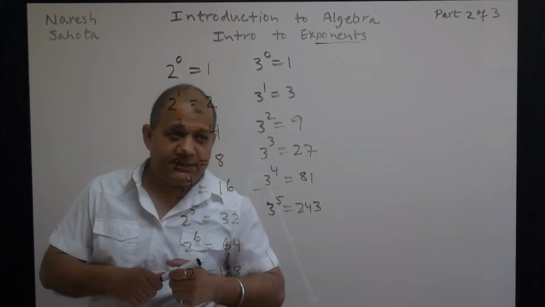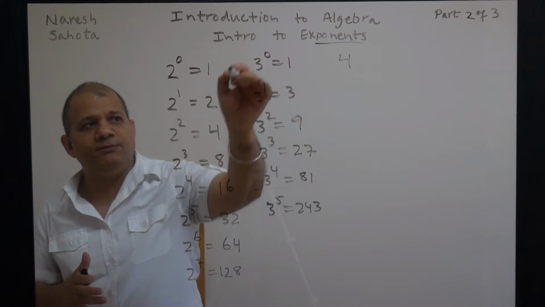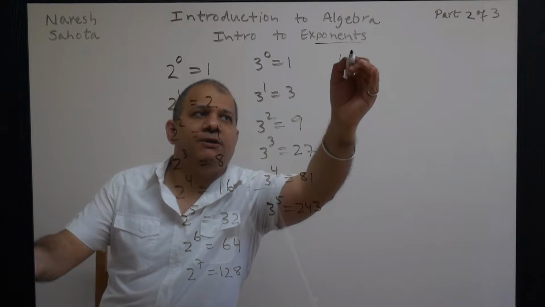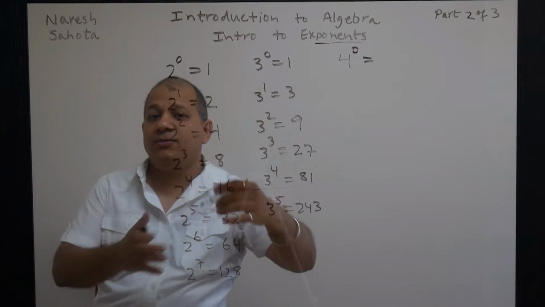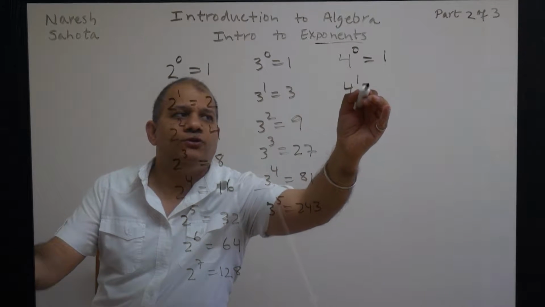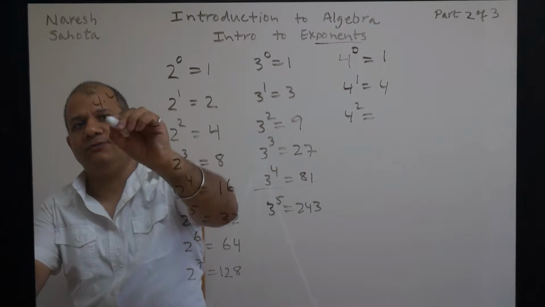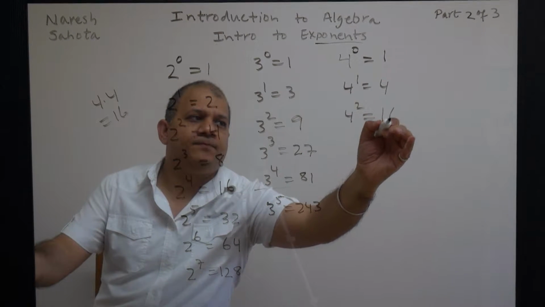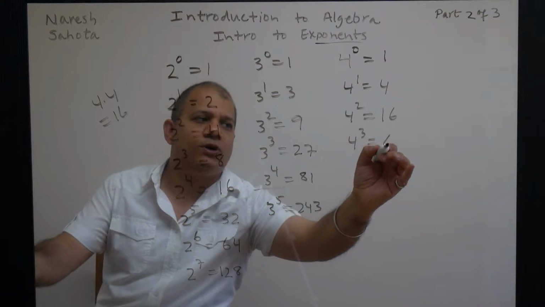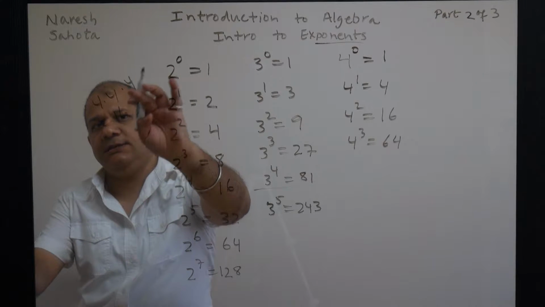Okay, now let's go to the base of 4. Again, we're not doing anything different. I'm just going in the order of exponent 0, 1, 2, 3, 4, and so on. As the base gets bigger, the answers also get bigger. 4 to the 0 is 1. 4 to the 1 is 4. 4 squared is 4 times 4, and that is 16. Next, 4 to the 3 is 16 times another 4, so that's 4 times 4 times 4. 16 times 4 is 64.